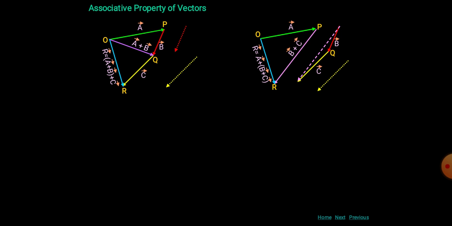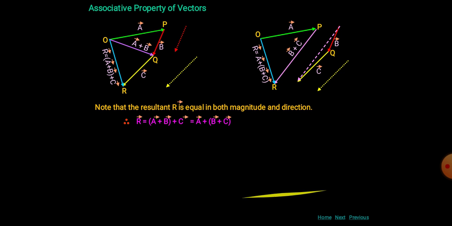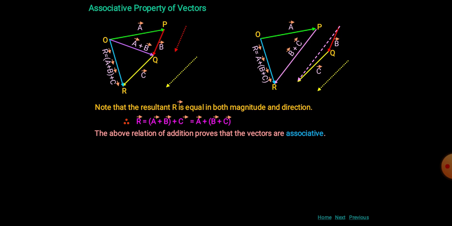So OP is the vector A here, PR is the B plus C vector, and the resultant vector we have got is the third side of the triangle. According to the triangle of vector addition, we can write R is equal to A plus (B plus C). So the resultant vector R is equal in both magnitude and direction, and we can write the equation R is equal to, as you see in the first figure, (A plus B) plus C, and it is also equal to A plus (B plus C). This type of relation of addition is known as the associative property of vectors.